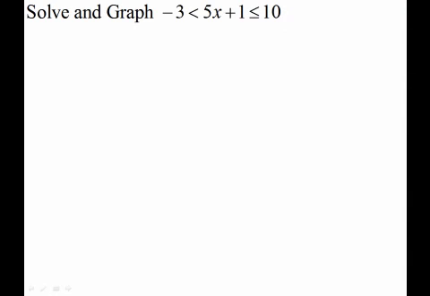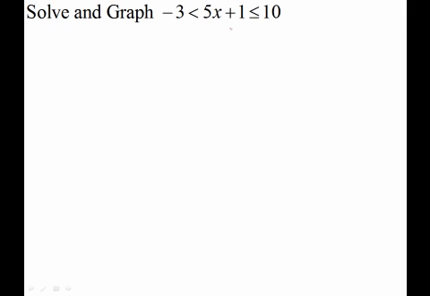Let's look at some inequalities now, solving and graphing. And here we have what's called a compound inequality. The 5x plus 1 has to be between -3 and 10. And there's a few things that we have to deal with here. First, let's take care of the solving.